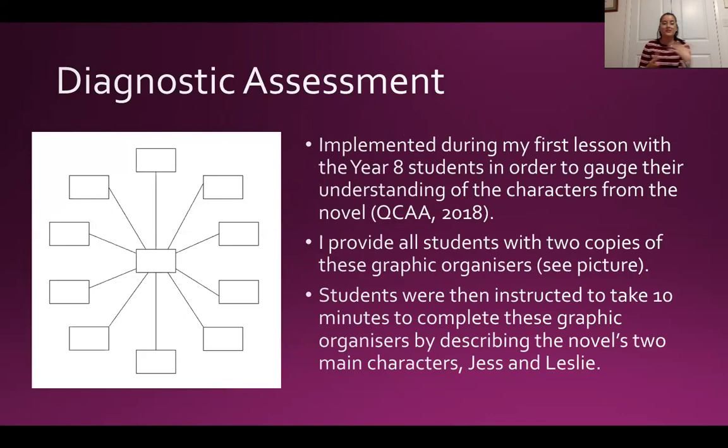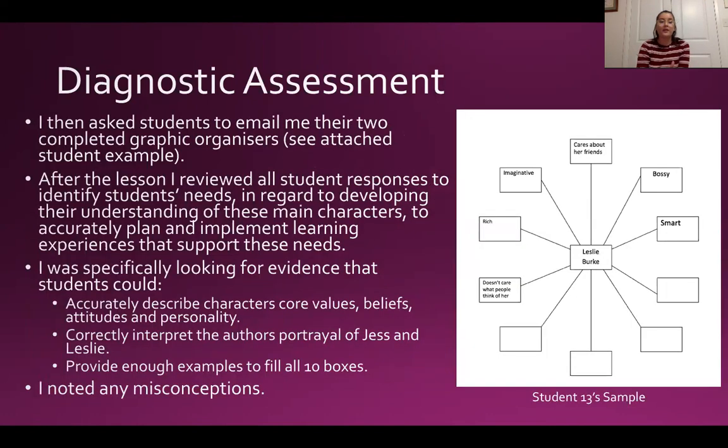So I gave them these graphic organizers, and I gave them 10 minutes to write down everything that they knew about, to describe everything about the characters Jess and Leslie, the 2 main characters in the novel. I then asked these students to email me their completed graphic organizers, so you can see student 13's sample.